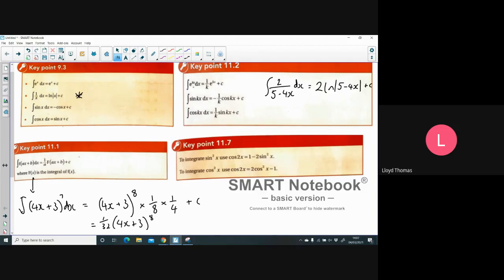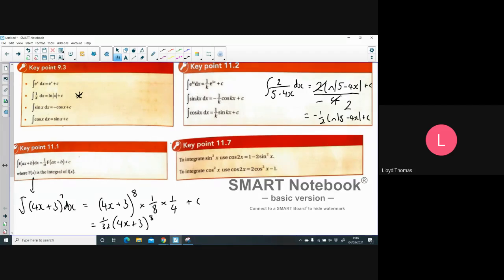However, as with these other 3 here, you also need to divide by the differentiation of the bracket, or in this case, the bit on the bottom of the fraction, or the bit inside the ln symbol there. So you also need to divide by minus 4 in this case. So they would cancel out and it would become minus a half, all of that. Let's write that a little bit neater. Minus a half ln 5 minus 4x plus c on the end.